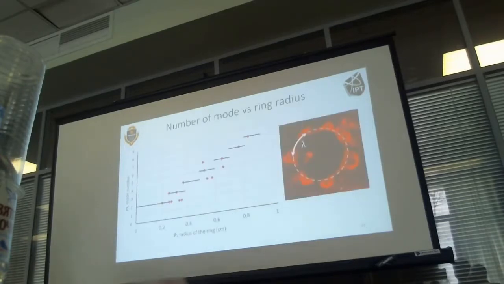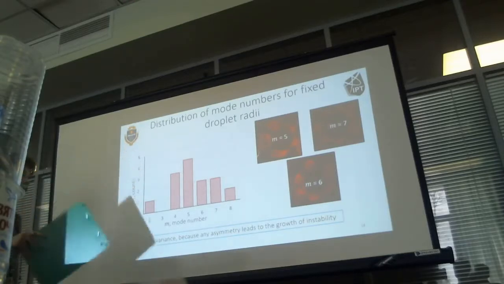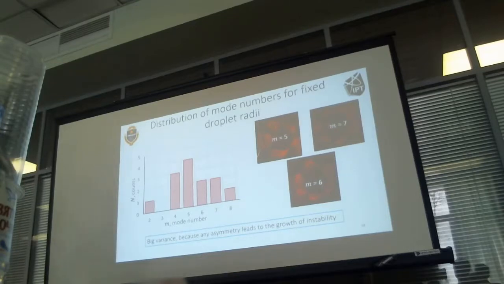So, from this consideration, we can theoretically estimate the mode number, and we can see that there is quite good agreement of theory and experiment for such a complicated situation, but the variance is quite big. We decided to investigate the variance, and we got such a distribution of mode numbers for a fixed droplet height. We can see that it is close to normal, but the variance is quite big. This is easily explained because asymmetry leads to the growth of instability.